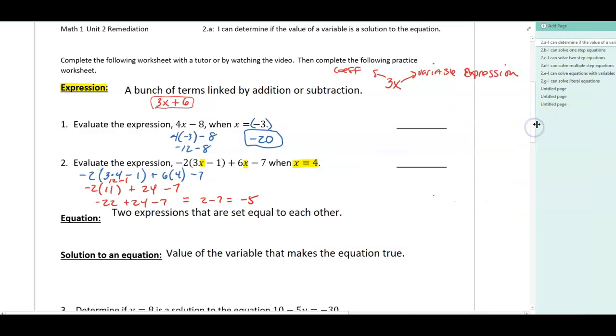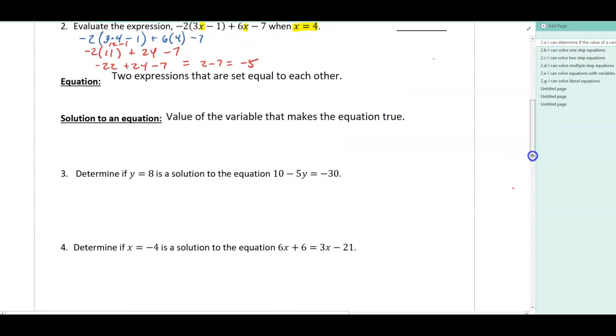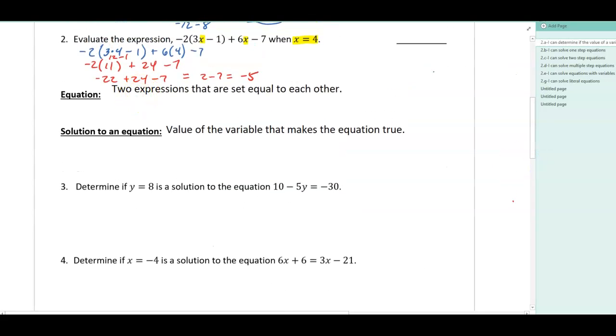Now, when I look at this, what is an equation? An equation is when you take two expressions and set them equal to each other. So if I now have something like 4x plus 3 equals 2x minus 5, that's an equation. I have two expressions set equal to each other. And the solution to an equation is basically the value of the variable that makes the equation true. So when I plug that value in, it should make a true statement. If it doesn't, it's not a solution.